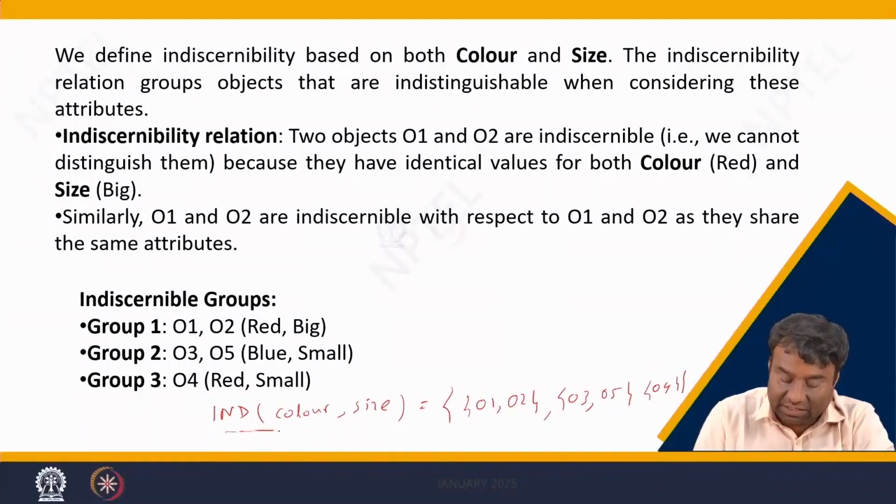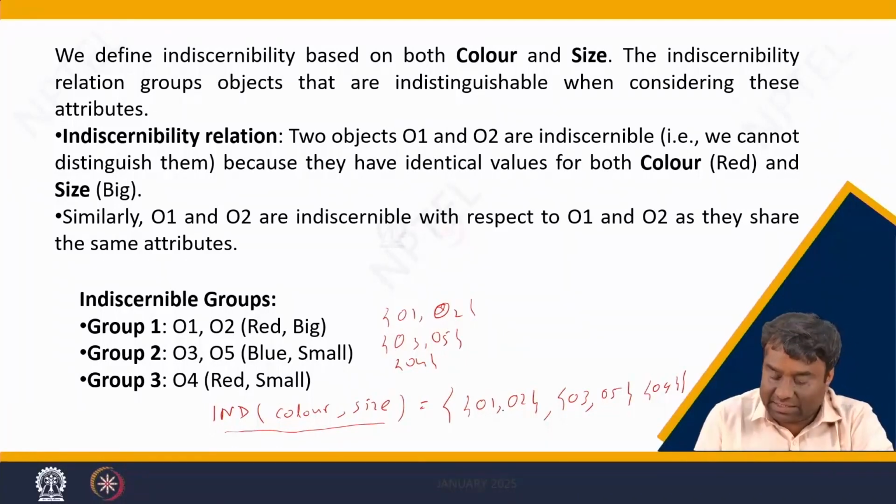So you can write the indiscernibility of color and size. This makes one equivalence group, O1 and O2. This makes another equivalence group, O3 and O5, and O4 is separate. So the indiscernibility in terms of color and size is this set: {O1, O2}, {O3, O5} and {O4}.